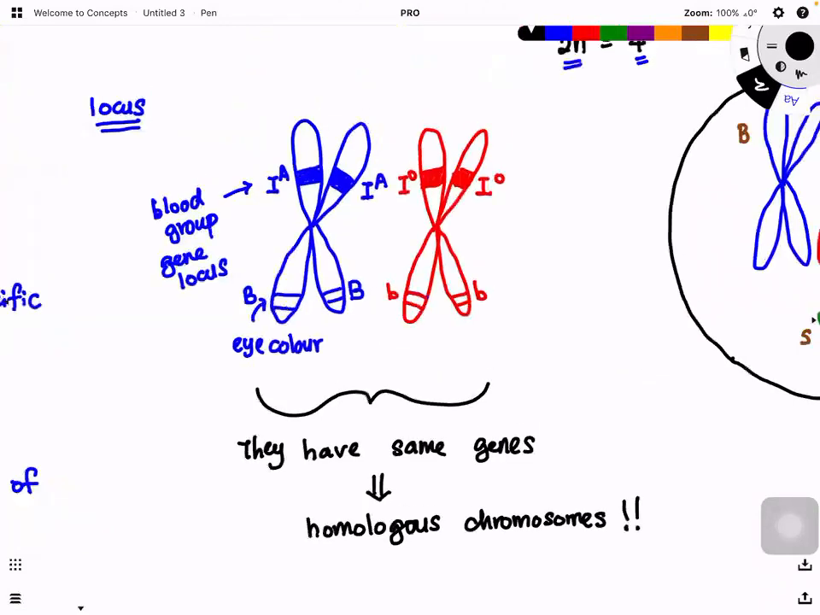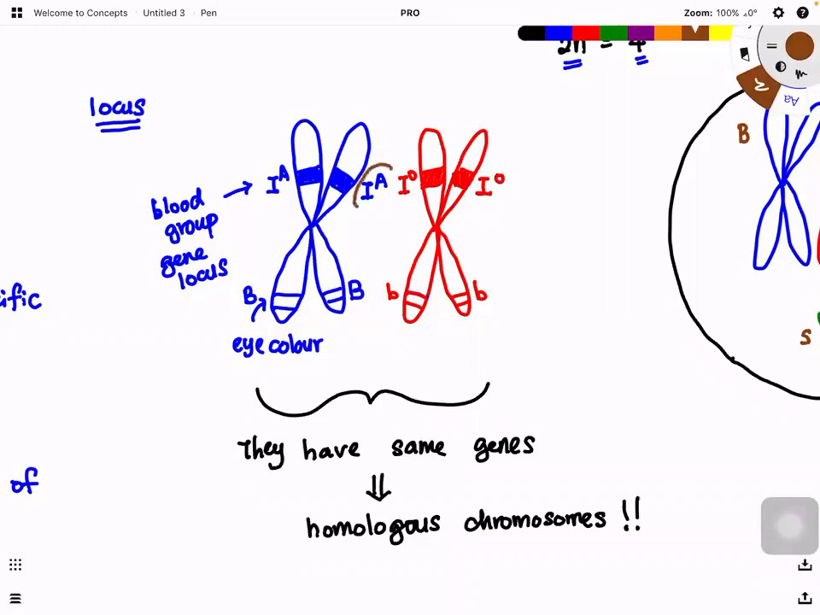Can you see that? Blood group, eye color, let's say, for example, hemoglobin, enzyme A. As long as the sequence is correct, same gene, everything correct, then they belong to the homologous chromosome. But they may not have the same allele. Be careful when you use the words. They have the same gene, but not necessarily the same allele.